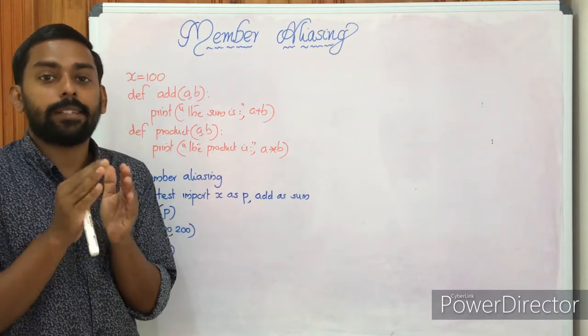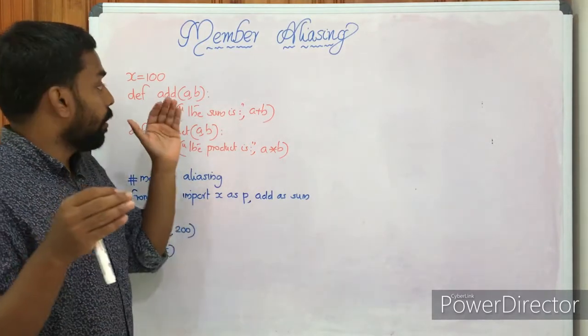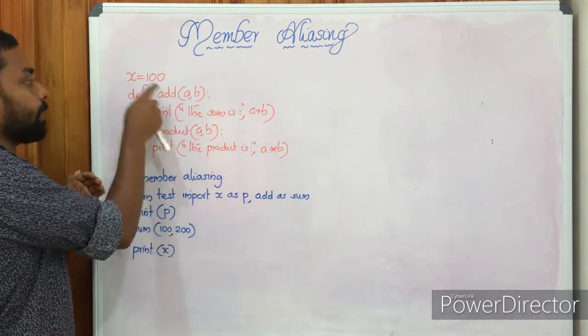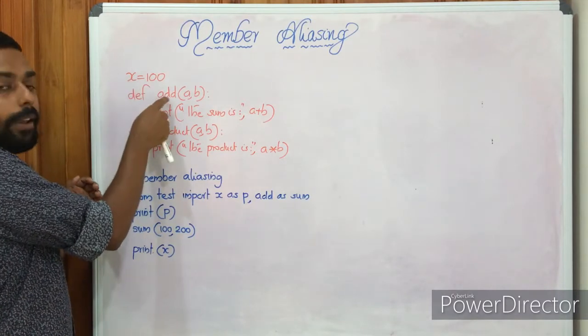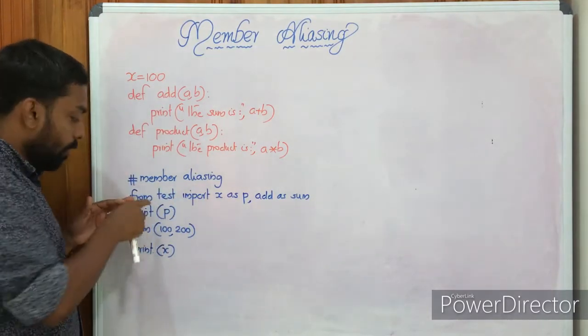Just like aliasing a module, we can alias members in a module as well. Here we alias both x and add. We know x is a variable and add is a member function.